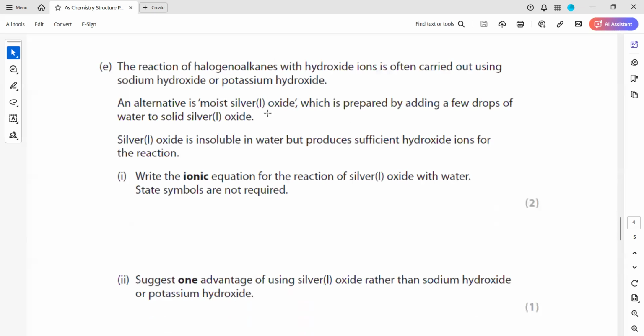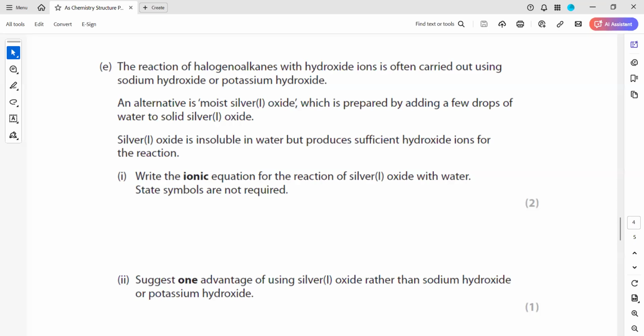The reaction of halogenoalkanes with hydroxide ion is often carried out using sodium hydroxide or potassium hydroxide. The alternative is moist silver(I) oxide, which is prepared by adding a few drops of water to silver(I) oxide. Silver(I) oxide is insoluble in water but produces sufficient hydroxide ions for the reaction. So one way of doing this reaction is providing a hydroxide ion by using either sodium hydroxide or potassium hydroxide. The other is we can use silver(I) oxide to produce the hydroxide ion.